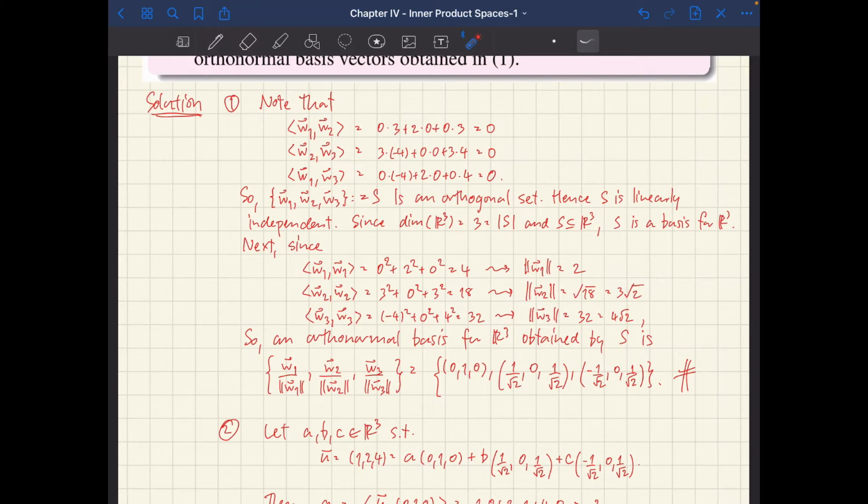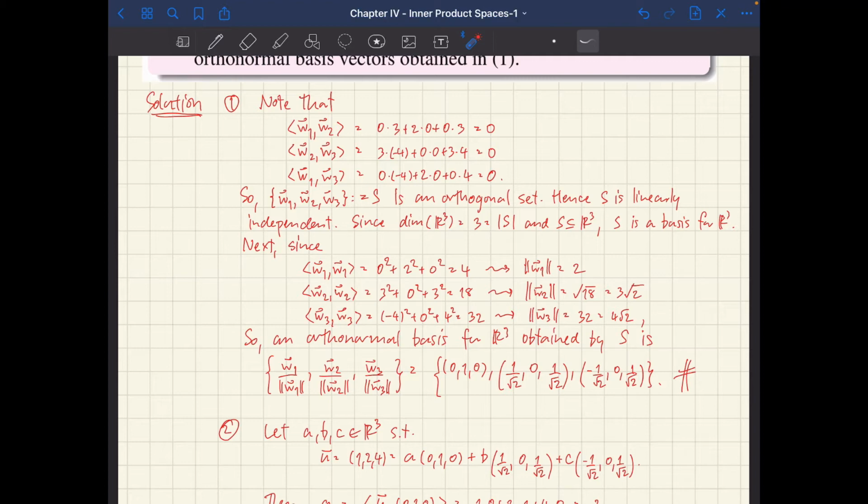So the set of W1, W2, W3, we define this set to be S. S is an orthogonal set, and so this implies that S is linearly independent. We already have a theorem. Since the dimension of R3 is equal to 3, and 3 is the number of elements in the set S, what does it mean? It means that S is a basis.